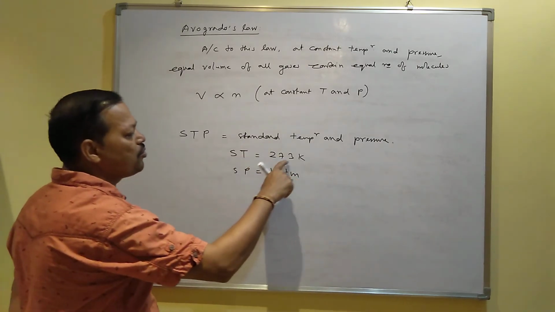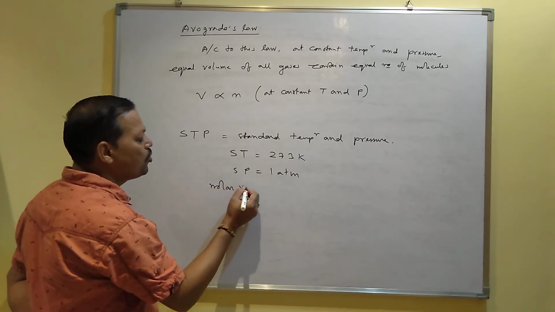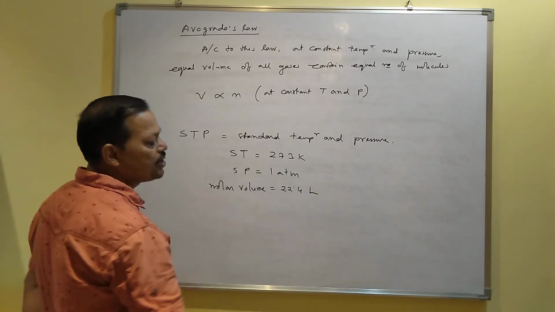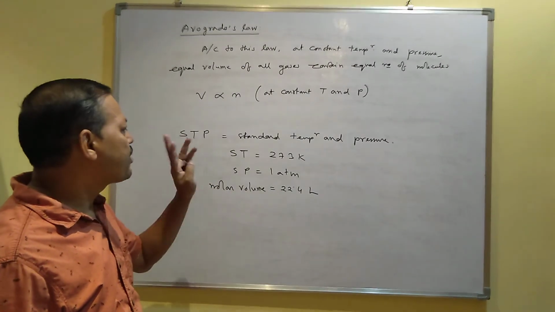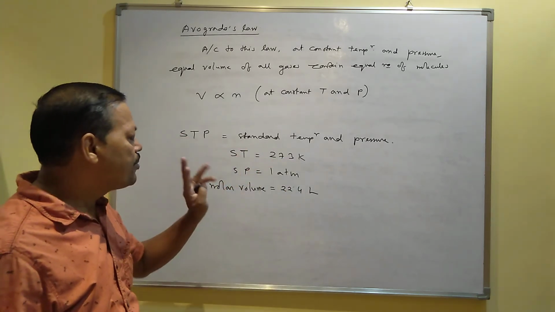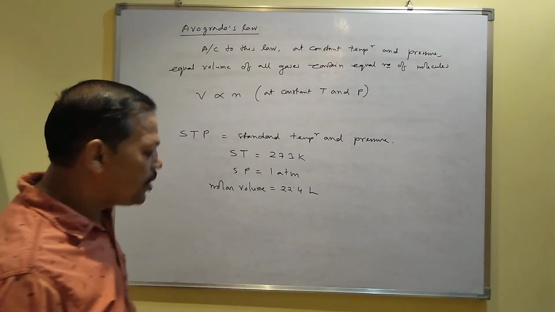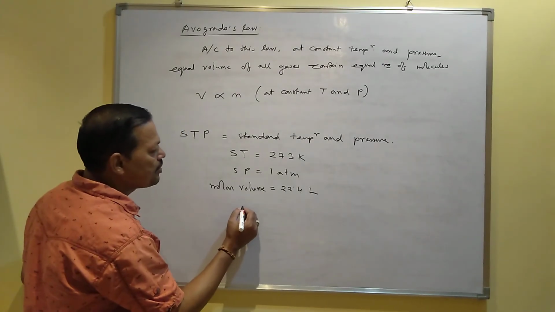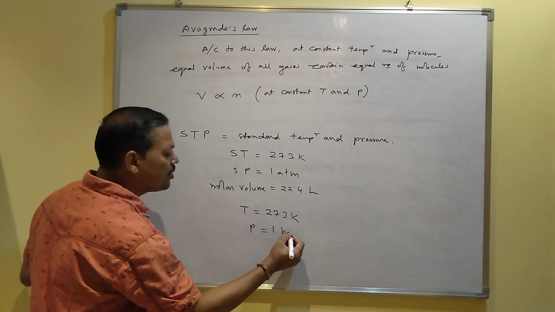And when the temperature is 273 Kelvin and pressure is 1 atmosphere, then the volume of 1 mole of gas, I mean the molar volume, is always how much? 22.4 liters. I think you know it. This is called molar volume, the volume of 1 mole of gas at standard temperature and pressure. If the temperature is 273 Kelvin and pressure is 1 atmosphere, then 1 mole of any gas always occupies 22.4 liters. And remember one thing, if the temperature is 273 Kelvin, the pressure is considered as 1 bar, not as 1 atmosphere.